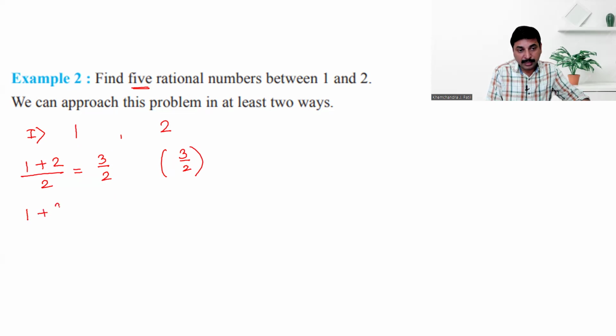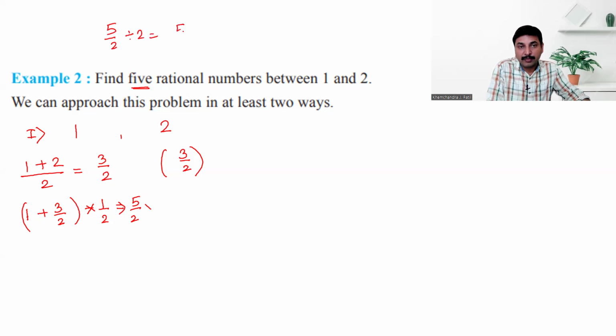So take 1 plus 3 by 2 and then divide it by 2. Divide it by 2, that means multiplied by 1 by 2. So that is 1 plus 1 by 2, which is nothing but 5 by 2 divided by 2. See, 5 by 2 divided by 2, इसका मतलब क्या होता है? 5 by 2 डिवीजन को हम रिप्लेस करेंगे मल्टीप्लिकेशन से और इसका रेसिप्रोकल, that is 1 by 2. So this is nothing but the second fraction, that is 5 by 4.